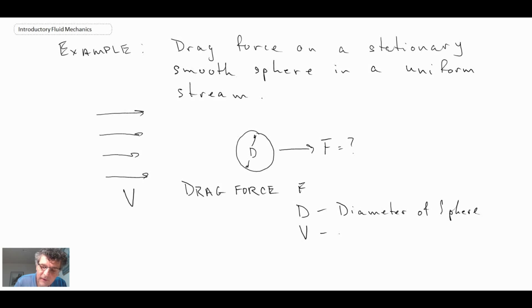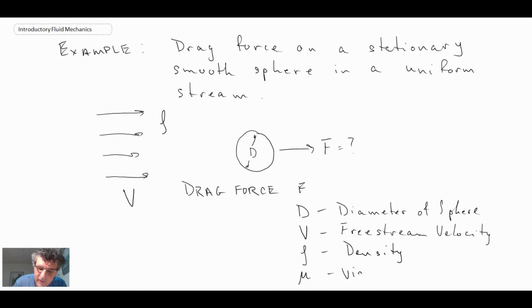We have the velocity, the free stream velocity. Other parameters, well, if we did this experiment high up on top of Mount Everest versus at sea level, we would have a difference. And the reason is because of the density of the air. So that would be another one, density. And finally, if we did this experiment in honey versus in air, the drag force would obviously be very different, and so we know the viscosity of the fluid is going to be important.